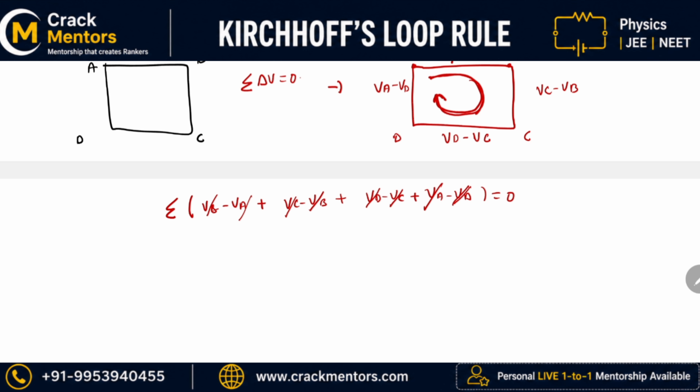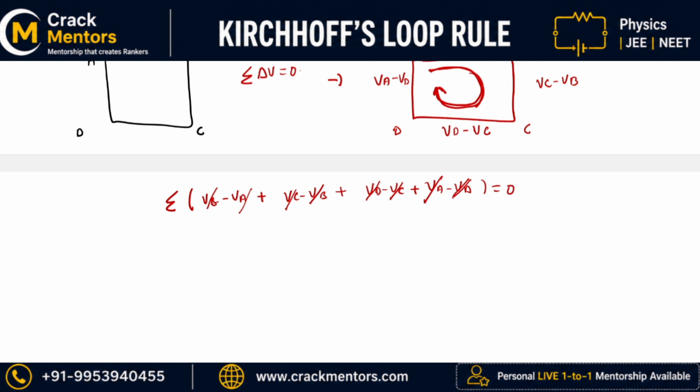Okay, hear me out carefully. It says that the change in potential around a loop is equal to 0. You might be thinking why I am stressing this many times on this particular statement. You will know this when you do the question. So for now, I hope you understood this.